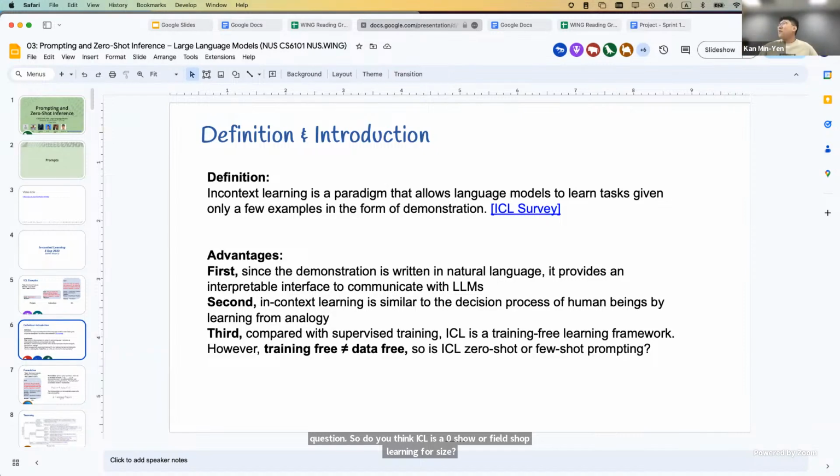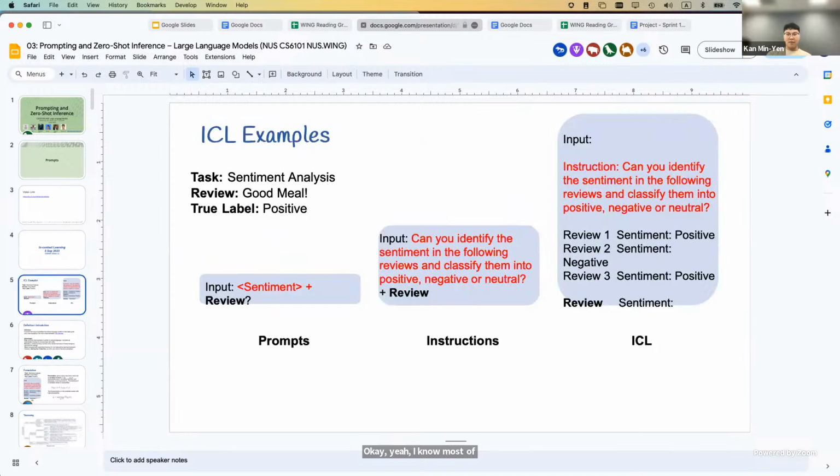Okay, I know most of you must say it's few-shot because you provide examples to this model, right? But I have a question here. Let's suppose all the labels I provided are wrong, so I just randomly provide labels to the model. Do you consider that zero-shot or few-shot?